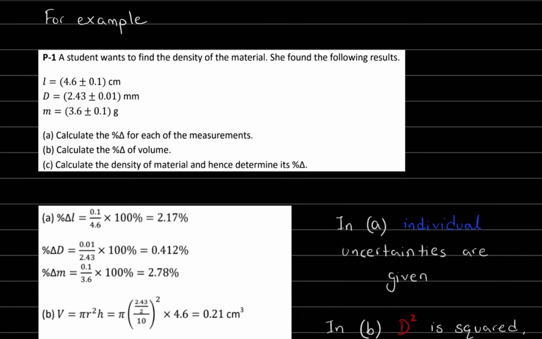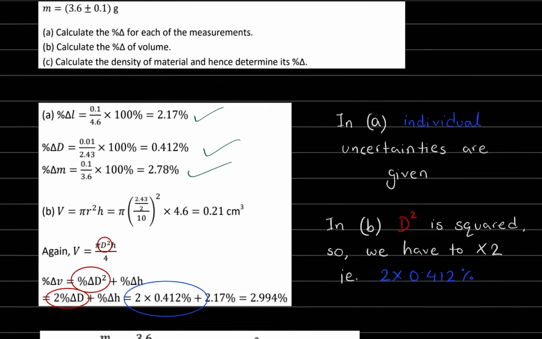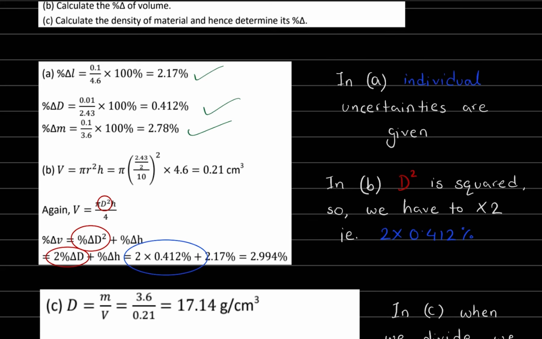Let's look at an example so that you can be clear. Here you can see we have 3 different measuring things and 3 different uncertainties. If we look into the first math, we can see all the uncertainties are given out individually. Here 2.17, 0.412 and 2.78 are the uncertainties. Now as we want to find the uncertainty of the volume, we have to add them all up. Here you can see the D has a square, so we have to multiply by 2 on the uncertainty of it. Due to this, we are using this 2 into 0.412%.